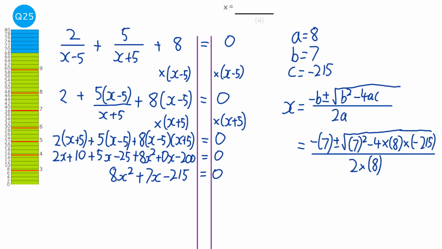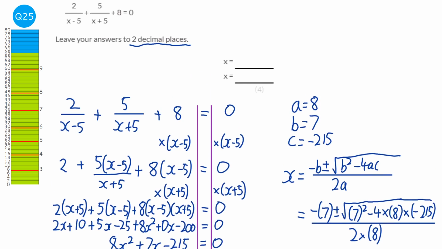So to do this, you type that into your calculator with a plus, and you type it into your calculator with a minus. When you type it in with a plus, you get 4.765 and so on. And when you type it in with a minus, you get minus 5.640 and so on. And so that will lead to the solutions of 4.77 to 2 decimal places, and minus 5.64 to 2 decimal places.